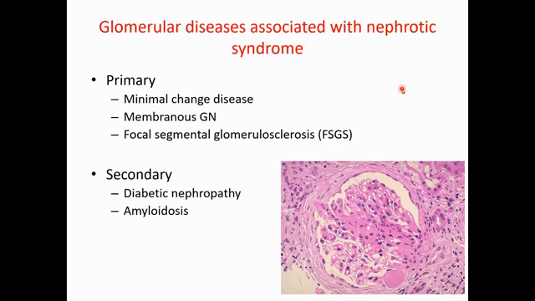And for the secondary, the most common one is diabetic nephropathy. Then SLE, amyloidosis, and hepatitis B, C induced nephropathy. These are the secondary causes of the nephrotic syndrome.